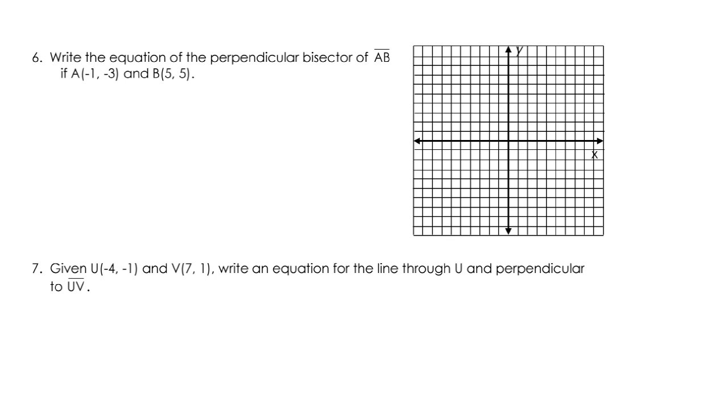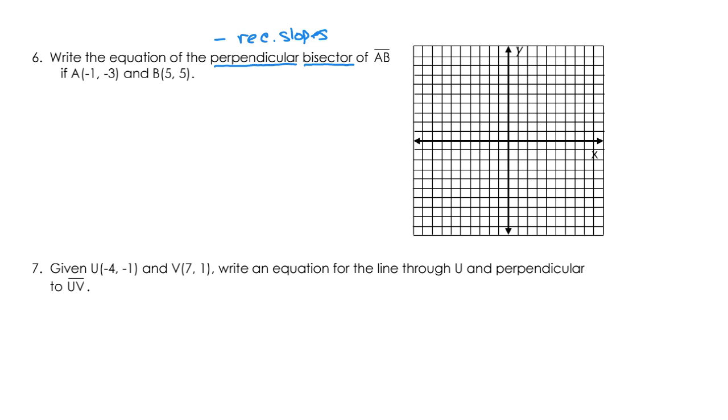All right, guys, we're on the back side of day 4 notes. And in number 6, it says, write the equation of the perpendicular bisector of AB if A is at -1, -3, and B is at 5, 5. Okay, so you can maybe see that they added an extra word in here, which is bisector. Okay, so with perpendicular, we have to remember that's negative reciprocal slopes.